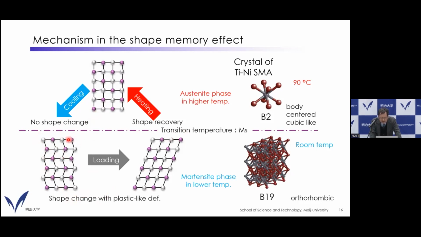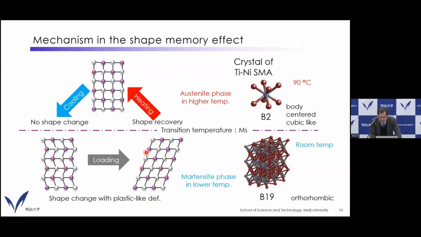This temperature is the martensite transition temperature. And this state at the lower temperature is called the martensite phase. We apply some load to it to cause plastic-like deformation. In this case, although the outer shape has changed like this, the crystal phase has not changed.